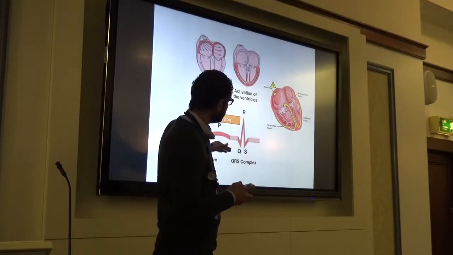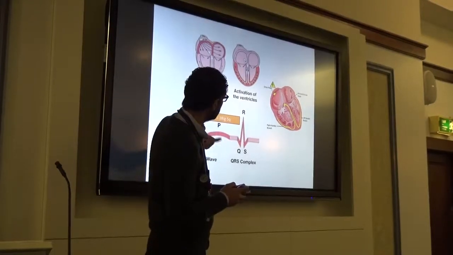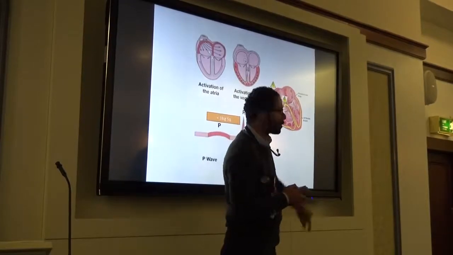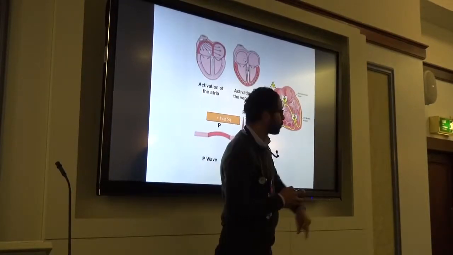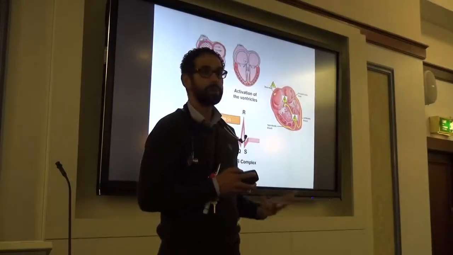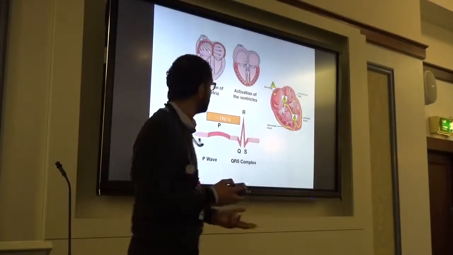So when we're talking about bradycardia, you can have issues with the sinus node, issues with the AV node, or issues with the bundles, as we mentioned previously. These are the three sources that would give you bradycardia on an ECG.